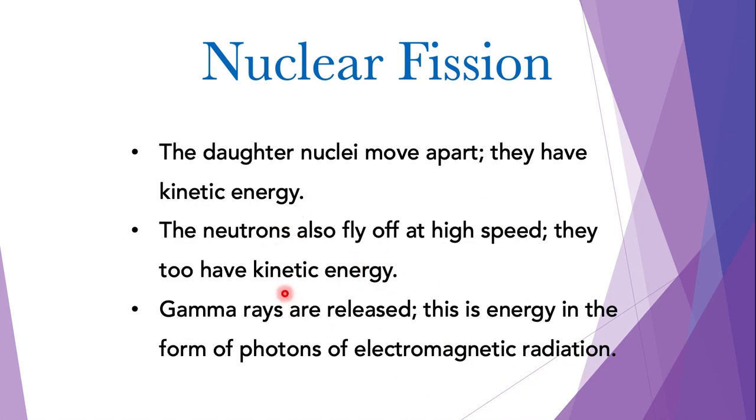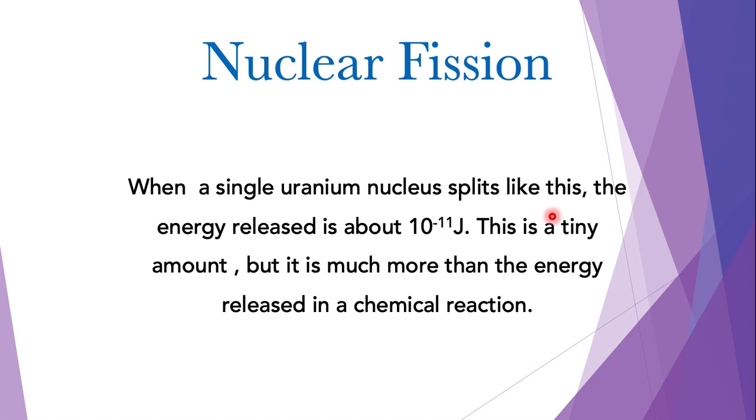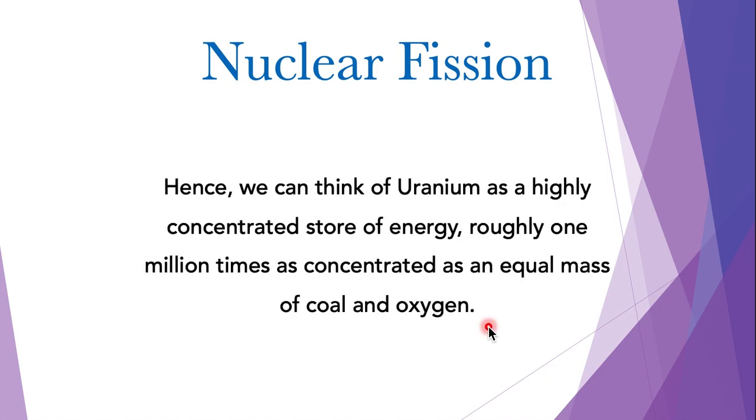We've read this previously as well in beta decay, that energy is released in the form of kinetic energy and gamma rays. In nuclear fission, 2 daughter nuclei move apart, okay? So that's a different kind of thing, but it still has kinetic energy. When a single uranium nucleus splits like this, the energy released is about 10 to the power of minus 11 joules. This is a very tiny amount, but it is much more than the energy released in a chemical reaction. Hence, we can think of uranium as a highly concentrated source of energy, roughly 1 million times as concentrated as an equal mass of coal and oxygen.